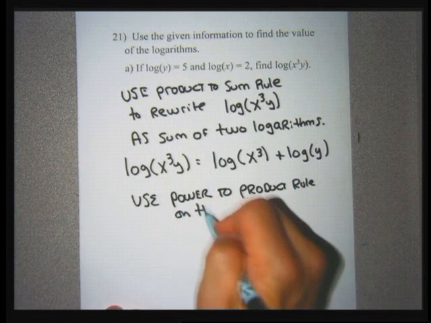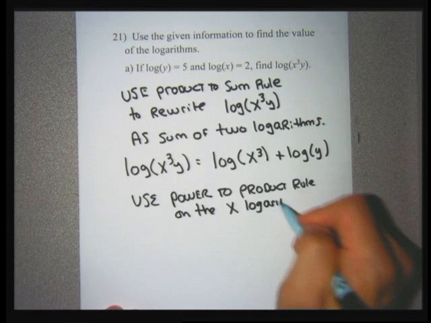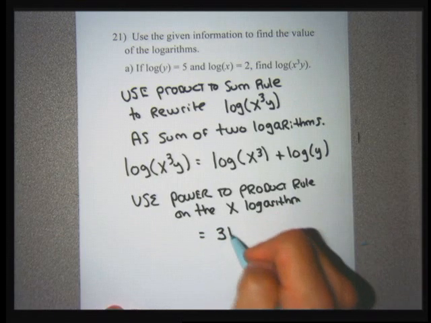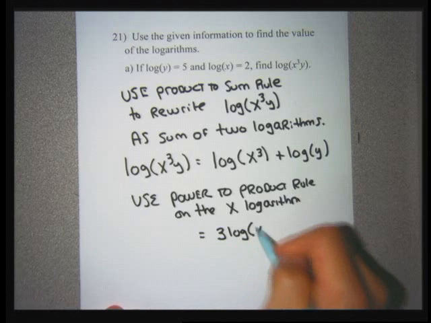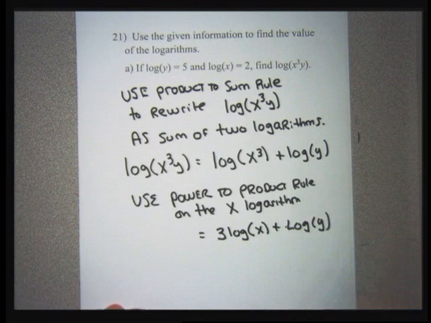On the x logarithm. Because the power to product rule says that if inside a logarithm you have an exponent, you can drag that exponent out in front of the logarithm, and that would be equal to the logarithm that had the exponent in it. What I've done is I've expanded and rewritten the logarithm to use the tools that I'm given.